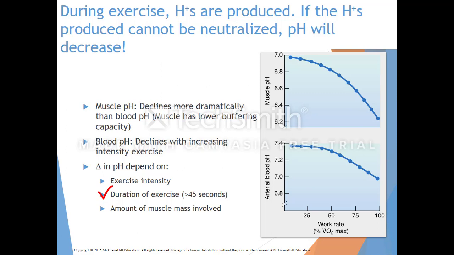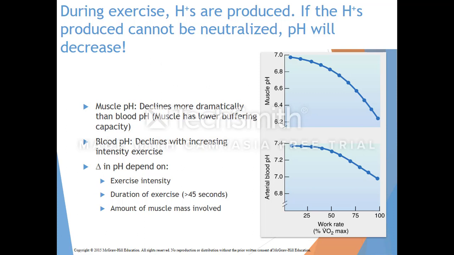The sweet spot is really 45 seconds, so if you exercise less than 45 seconds, you generally tend to be able to accommodate the hydrogen ions that are produced before they cause drastic changes in blood pH. If you exercise for longer than 45 seconds and you're exercising at a very high intensity, you're more likely to overwhelm the capacity of your body to buffer hydrogen ions, and that would lead to possibly acidosis.